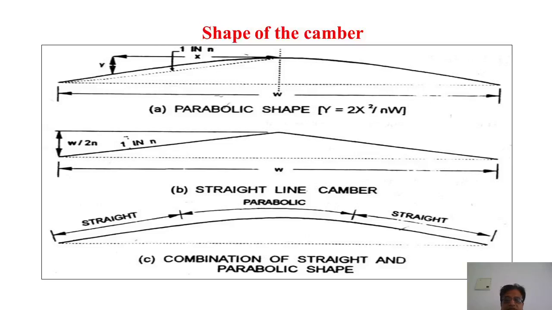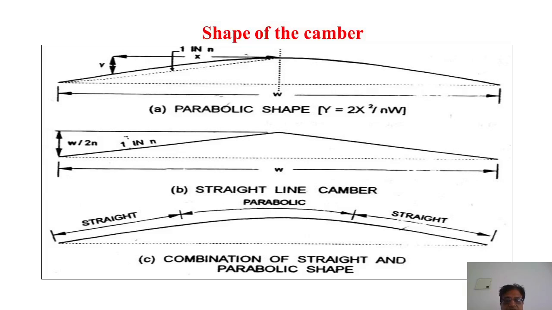So these are the different shapes of the camber. Here you can see the parabolic shape, the straight camber which is provided on the road surface, and a combination of both the parabolic as well as the straight. Here this is the rise. Usually we consider 1 in n or 1 in x. This we call y. W is the pavement width, W by 2 is the half of the pavement.